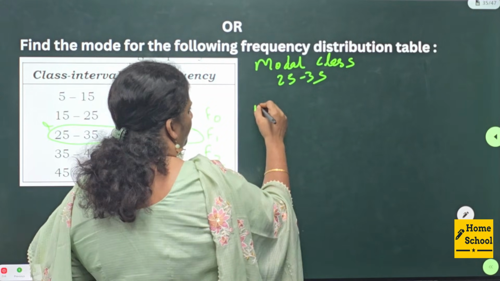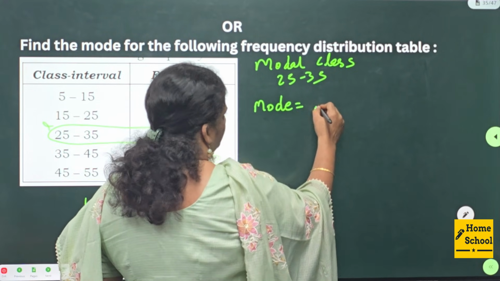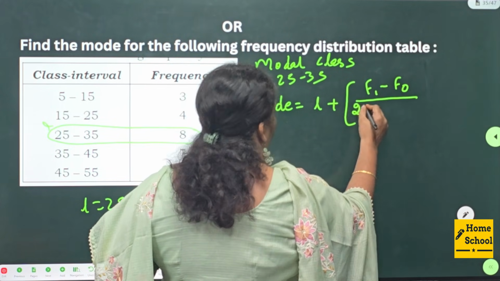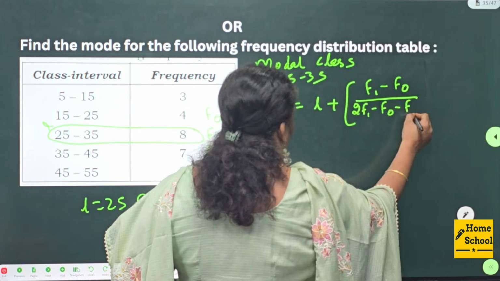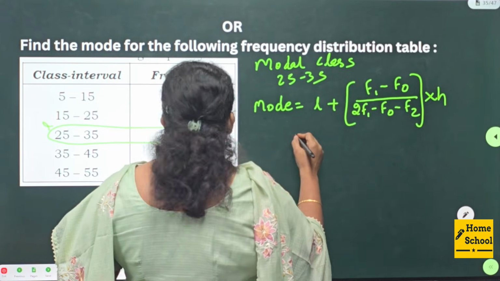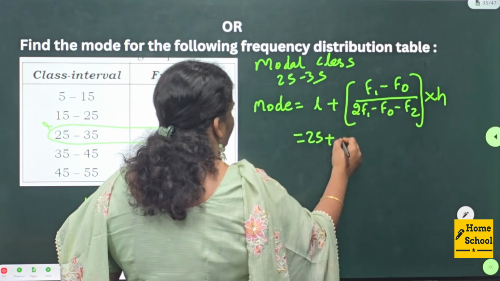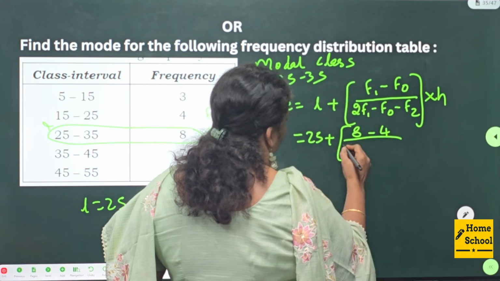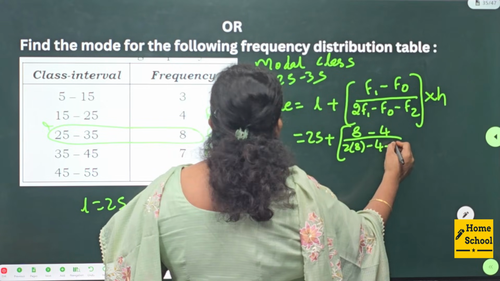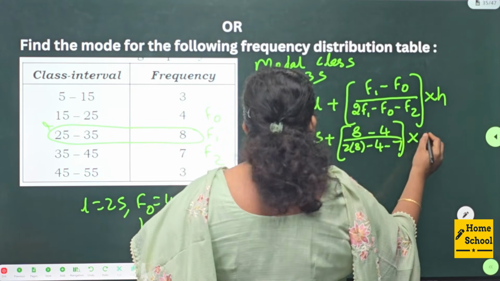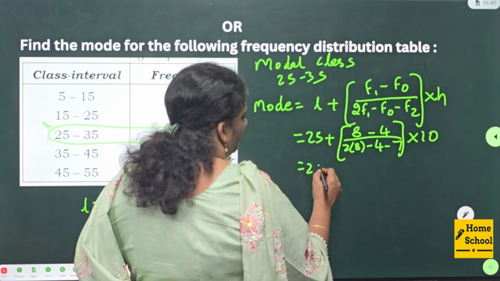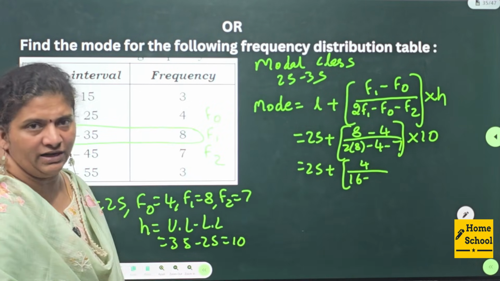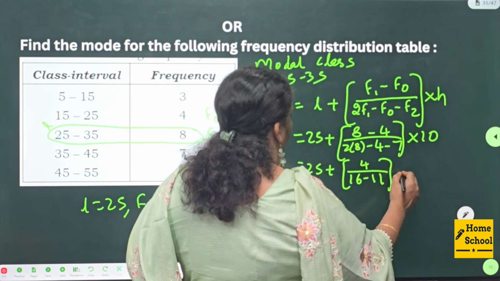What is the mode formula? We know mode is equal to L plus (F1 minus F0) by (2F1 minus F0 minus F2) into H. What is the L value? 25 plus, F1 value is 8, F0 is 4. (8 minus 4) by (2 into 8 minus 4 minus 7) into H. What is your H? 10. 25 plus, 8 minus 4 is 4. 2 8s are 16, minus 4 minus 7 will be minus 11, into 10.